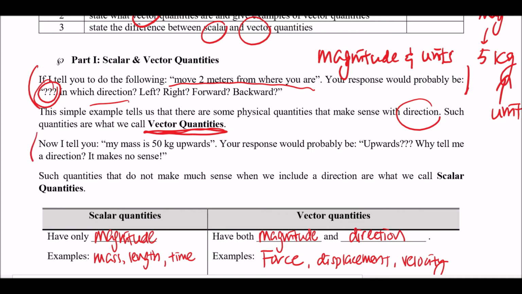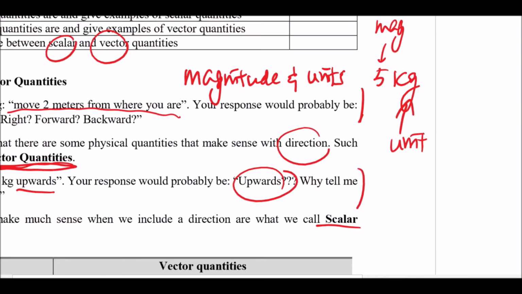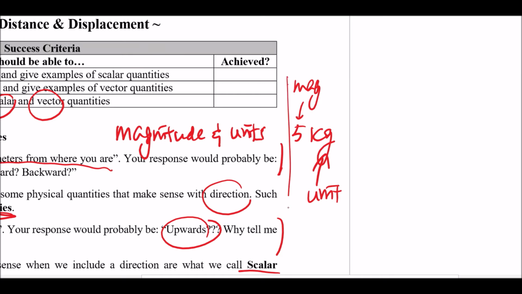Next, if I tell you my mass is 50 kg upwards, again you have a lot of question marks above your head. What do you mean by 50 kg upwards? Even if I tell you a direction, it doesn't make sense. So quantities that do not require a direction to make sense are what we call scalar quantities. For instance, the 5 kg we mentioned just now must be a scalar.